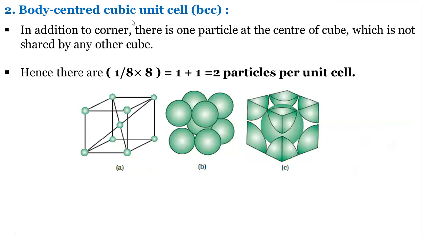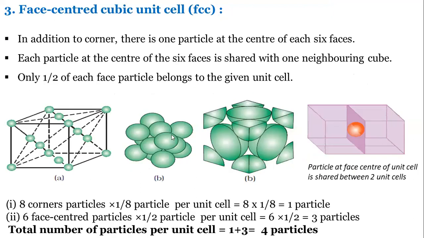In case of body centered cubic unit cell, there are two particles. So remember the particles only. How the particles are calculated, no examiner will ask that question. But we have to remember that in case of BCC, there are two particles. In case of simple cubic, there is one particle. And in case of face centered unit cell, there are four particles. So remember these particles, these are required for solving the numericals.